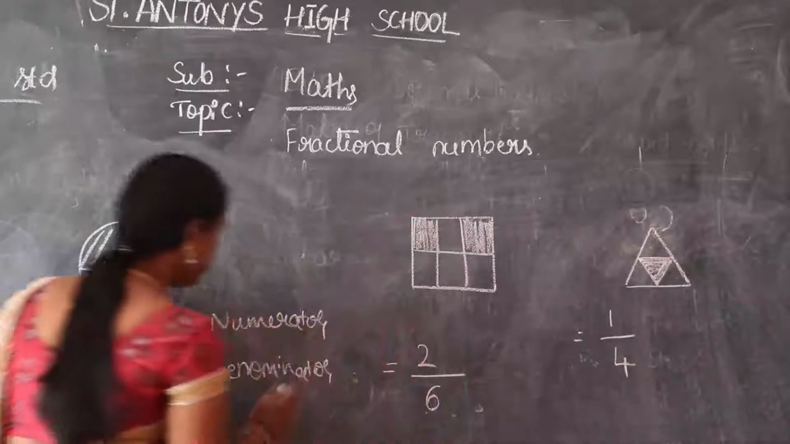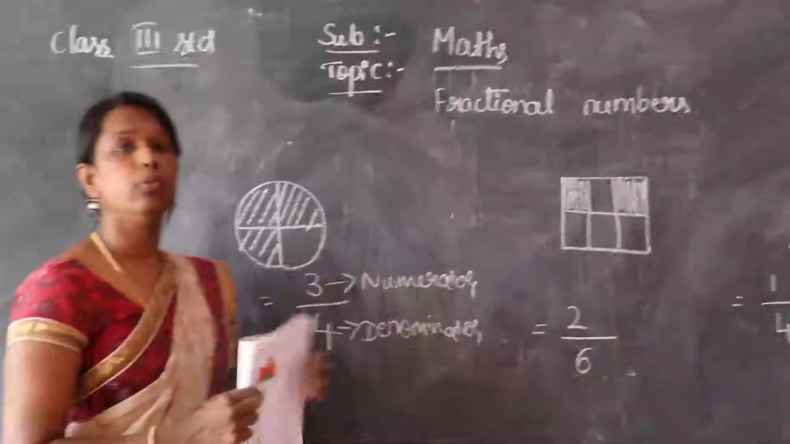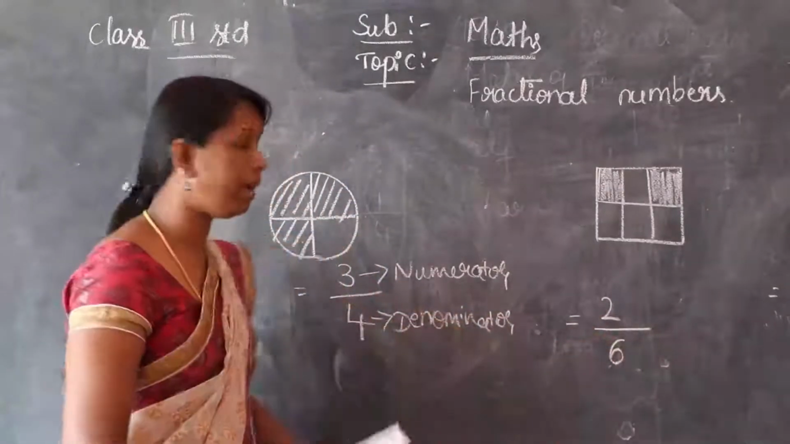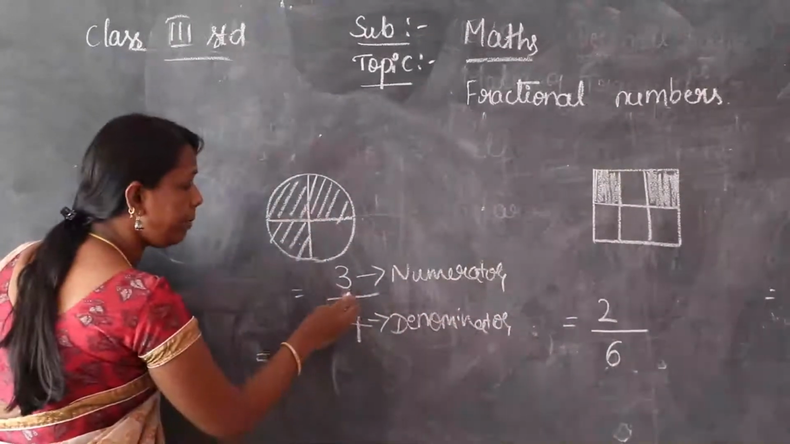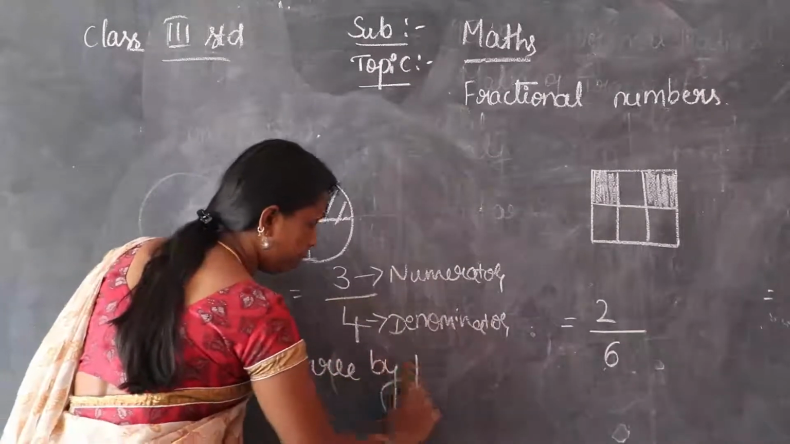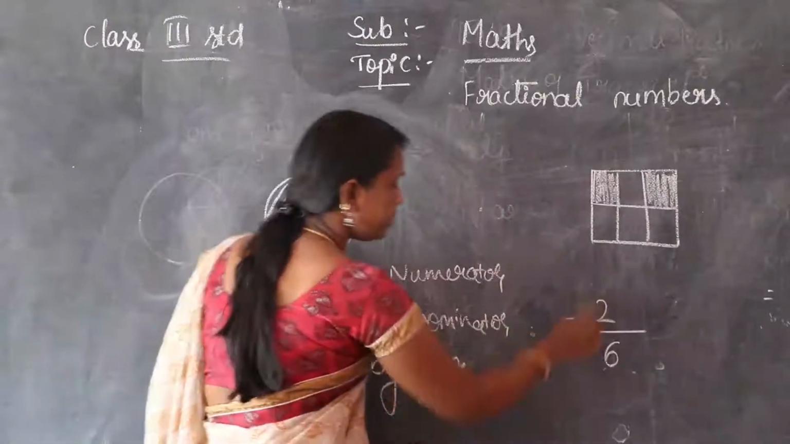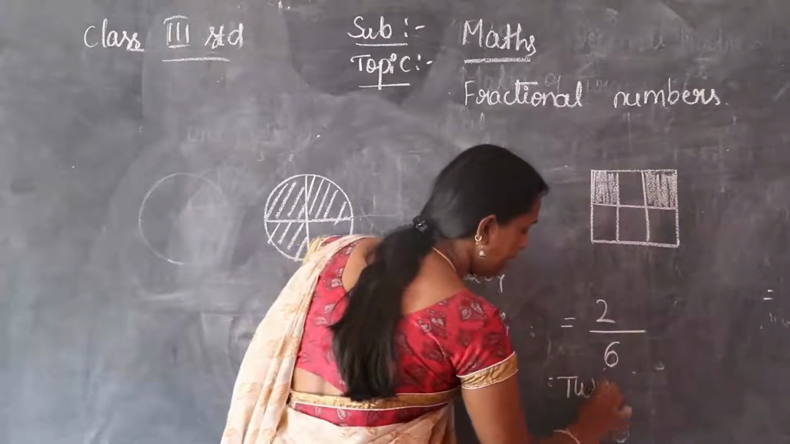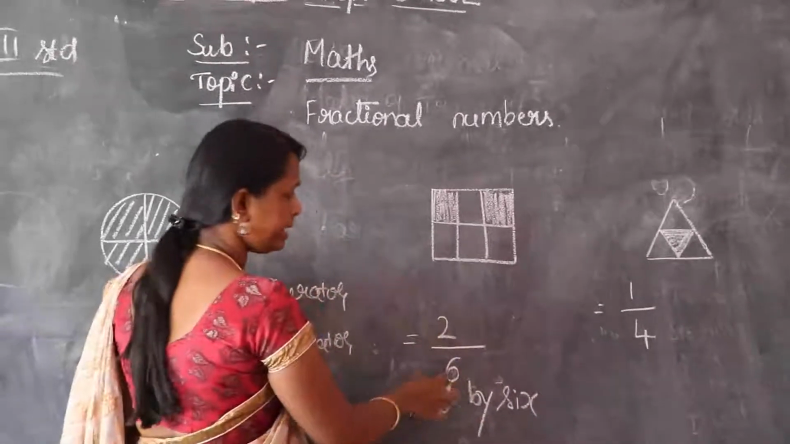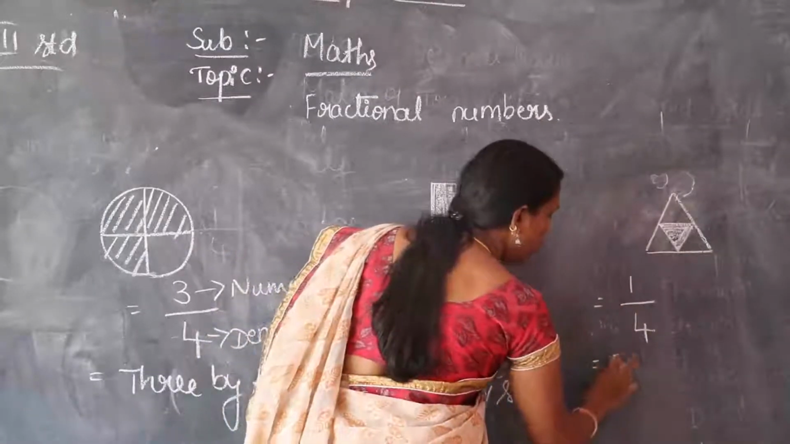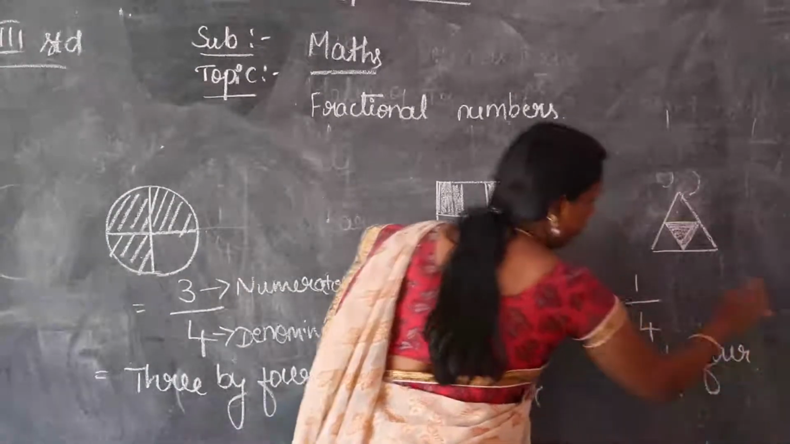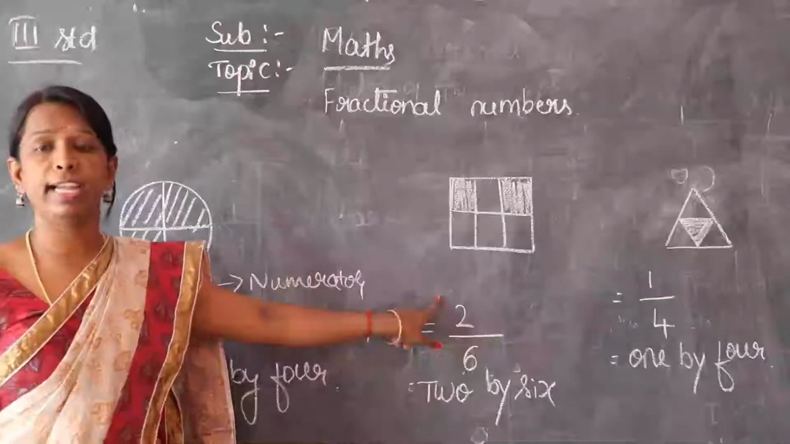And then I will write these in words. So this fraction is written in words. I have already written them in numerals. So write this one: 3/4. Next, this one, 2/6. And this one is 1/4.